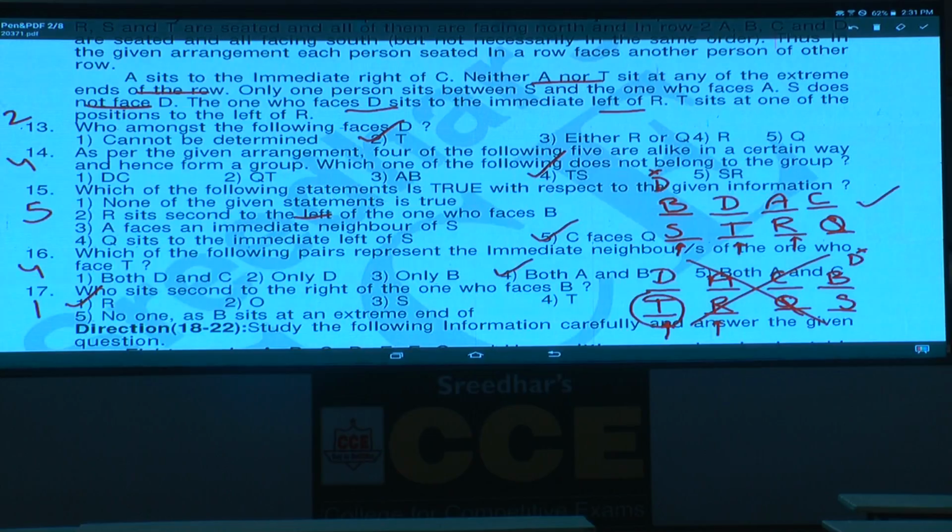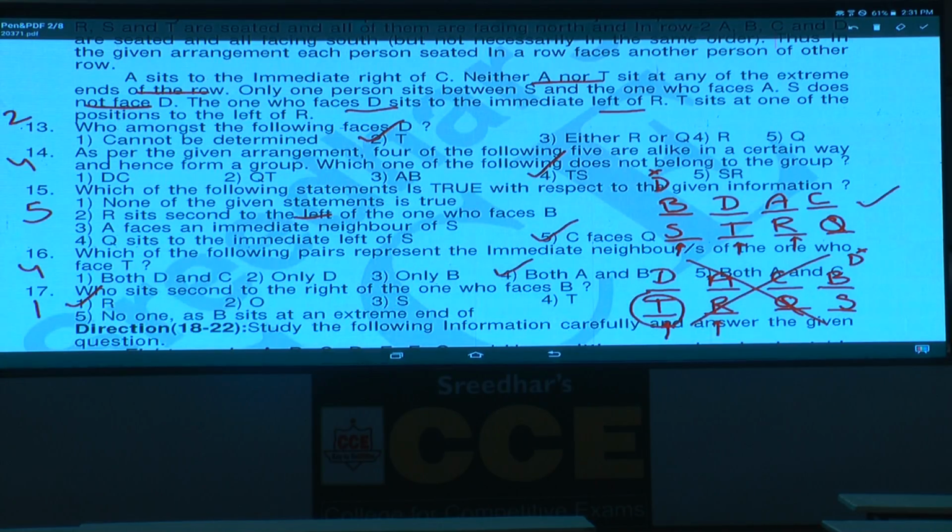Hence, question numbers 13 to 17. What are the choices here? 2, 4, 5, 4, 1 are the choices to these 13 to 17. Done with this? Then 18 to 22.